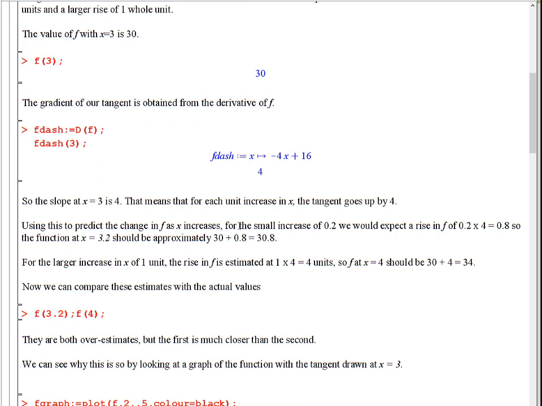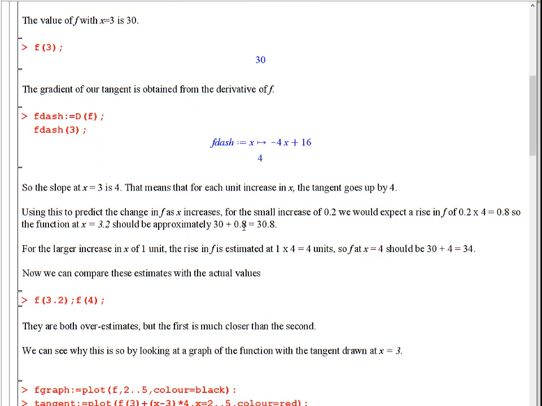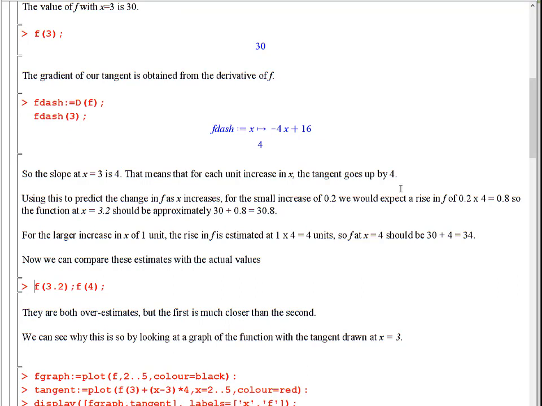That means that at the point x is 3, if we increase x by a unit, the tangent goes up by 4. So we're going to use that to predict what's going to happen to f as we increase x. If we have a small increase of 0.2, so from 3 to 3.2, we expect a rise in f of 0.2 times 4, because 4 is the gradient at that point. So we expect it's going to rise by 0.8. So the function at the point 3.2 should be approximately 30, which is where you start, plus 0.8 gives you 30.8.